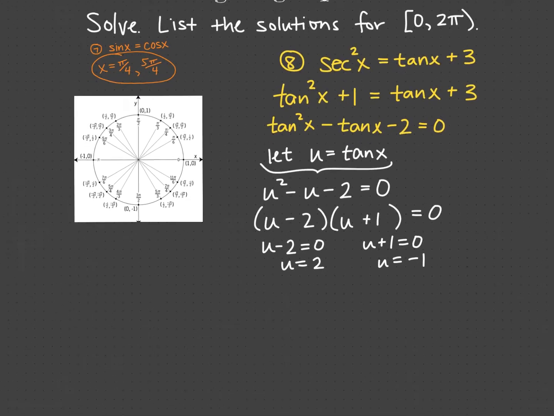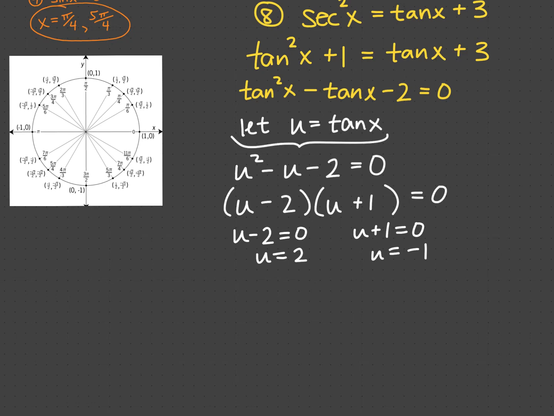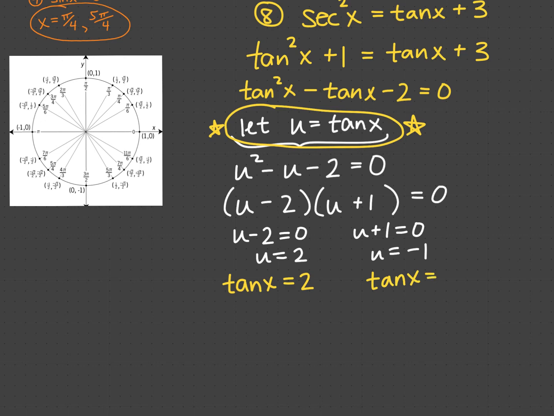Now what we're going to do is back substitute. Remember, back substituting just means going back from what you originally substituted. So we're going to replace u back with what it equals, which is the tangent of x. So the tangent of x equals 2, and we'll have the tangent of x equals -1.